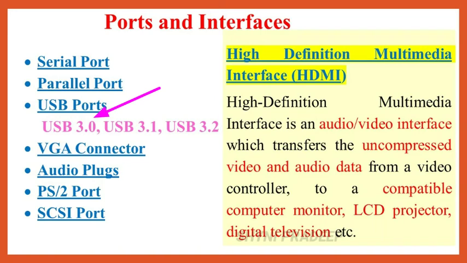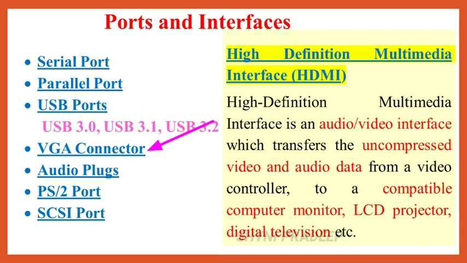Here this USB 3.0 can transfer data up to 5 gigabits per second. Through this USB port, you can connect your mobile with the computer. You can transfer your data from mobile to computer or computer to mobile through this USB port.